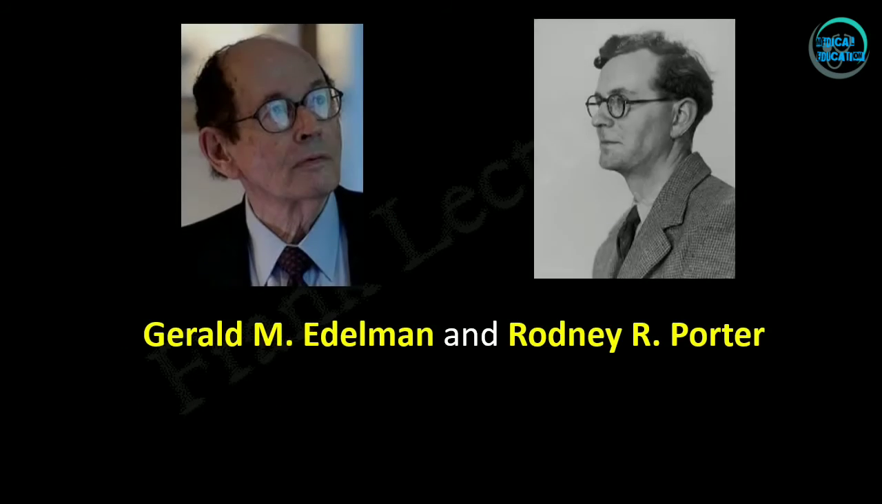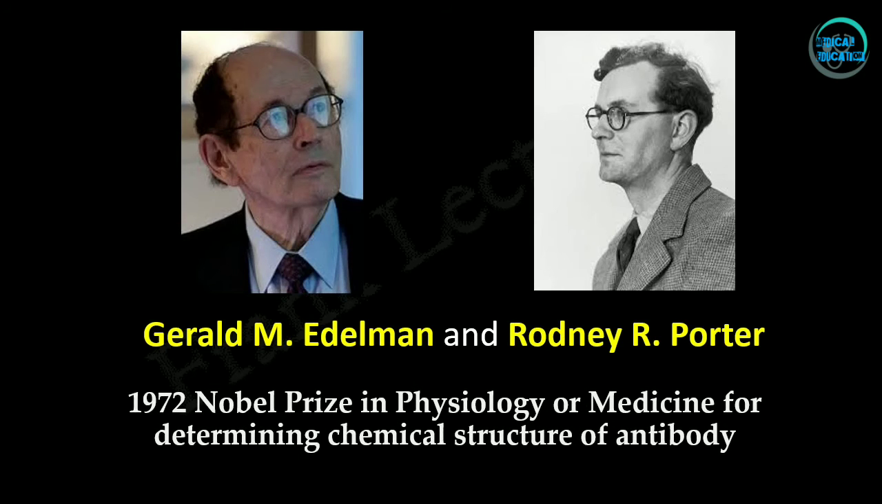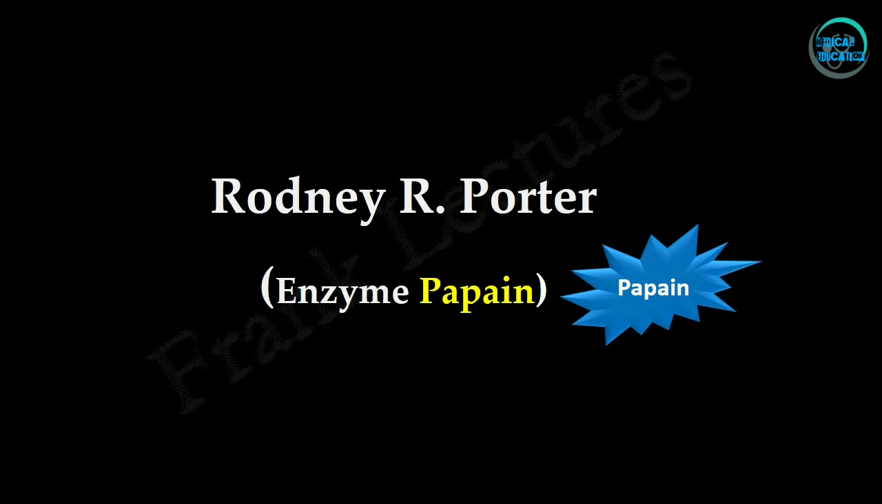Gerald M. Edelman and Rodney R. Porter shared 1972 Nobel Prize in Physiology or Medicine for determining chemical structure of antibody. Let's understand these experiments and their results in brief. First, we will see what happens when an immunoglobulin is treated with the enzyme papain. Porter did his experiment on immunoglobulin G of the rabbit.